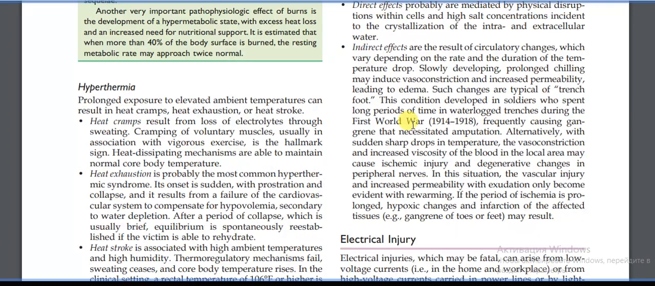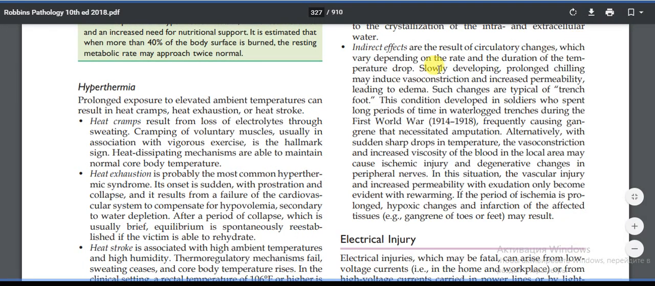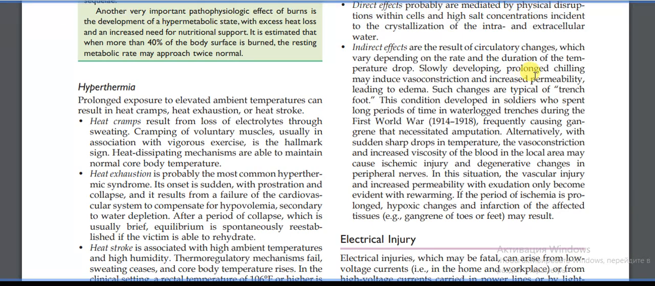It's a result of circulatory changes which vary depending on the rate and the duration of the temperature drop. Slowly developing prolonged chilling may induce vasoconstriction and increase permeability, leading to edema. Such changes are typical of trench foot. This condition developed in soldiers who spend long periods of time in waterlogged trenches.